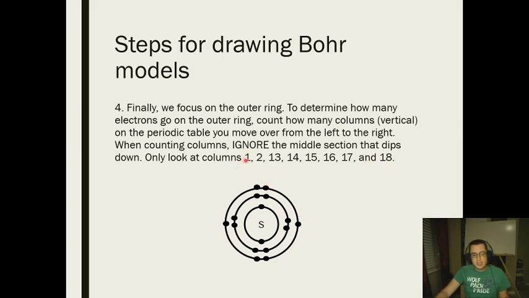So basically, if it's in column 1, your outer ring gets 1 electron. Column 2 gets 2. Then for the ones that are in the teens, it's really nice and convenient because you basically just pretend that the 1 isn't there. So if it's in column 13, it's going to get 3. If it's in column 16, it's going to get 6. Sulfur, if you look at your periodic table, you'll see that it's in column 16. So we've got to put 6 valence electrons around the edges.